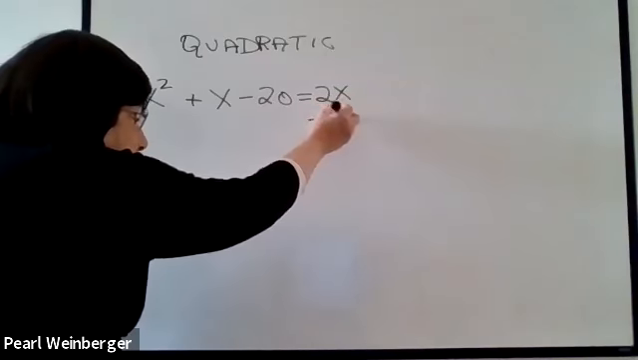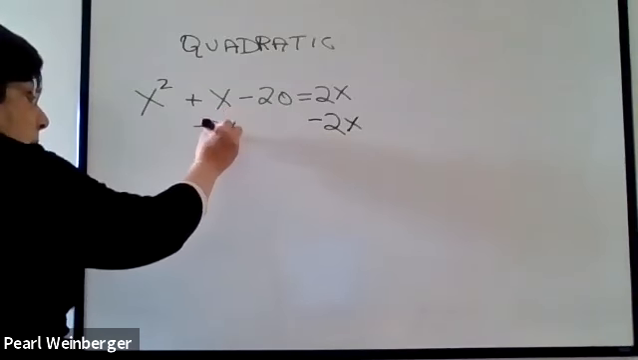Okay, so at first I grouped all my terms to one side, which will be equal to 0. So I had 2x. So you had to bring this 2x to the other side, right? Yeah. So it became minus 2x, okay.